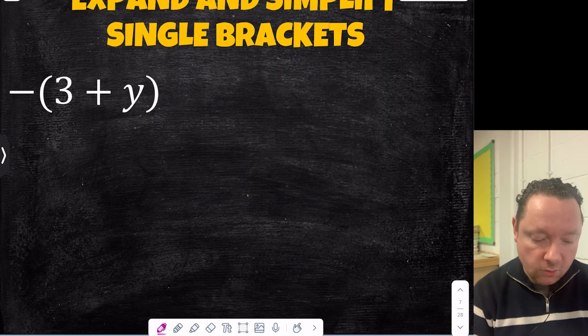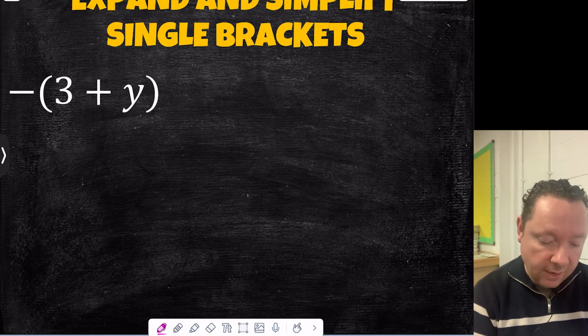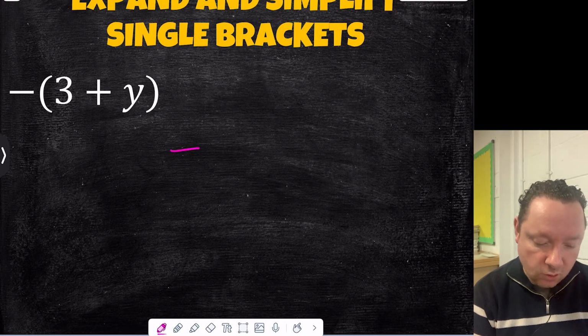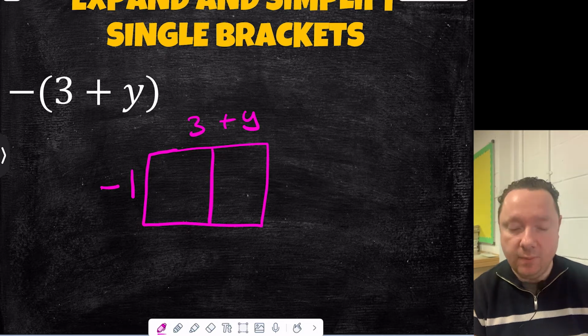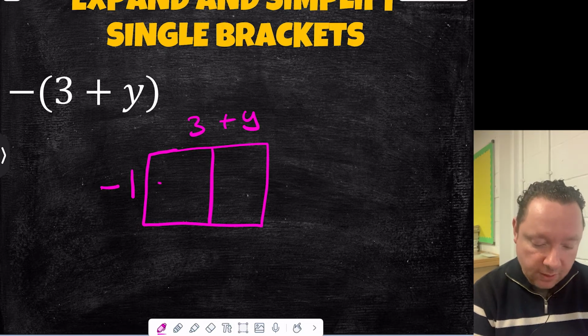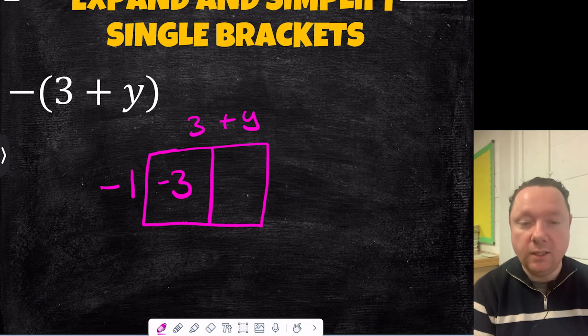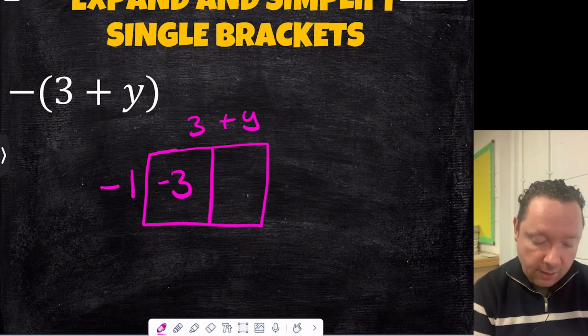Let's look at ones with a negative number in front. Minus bracket 3 plus y. So it looks like there's no number. So if it isn't a number, it's 1. So it's minus 1 bracket 3 plus y. And this will help us to expand and simplify brackets in a minute, because minus 1 times 3 is minus 3. And minus 1 times y, what's 1y? So it's minus y. So that gives me minus 3 minus y.